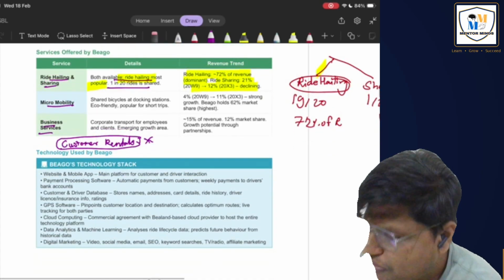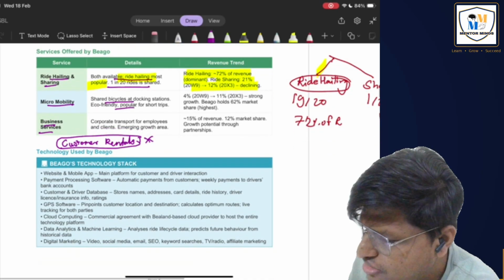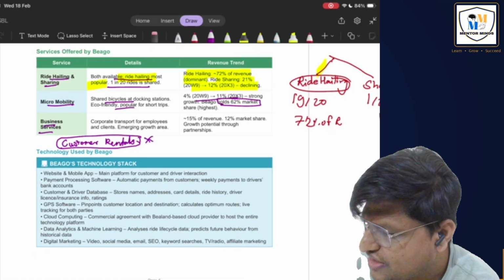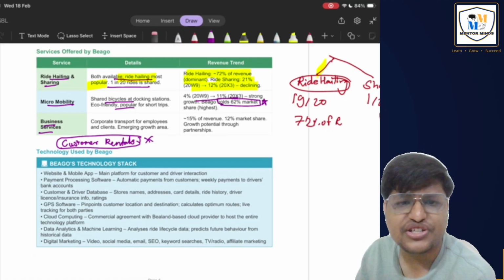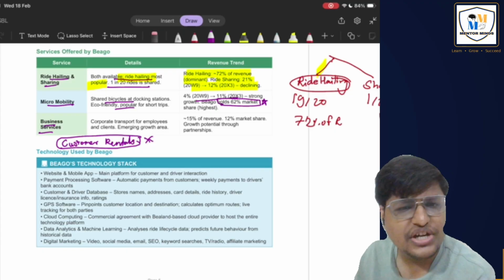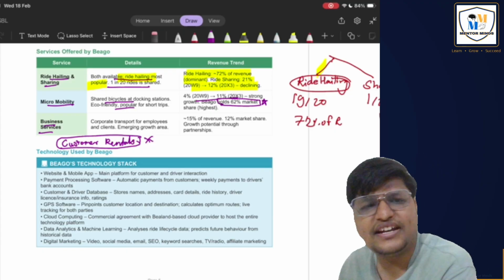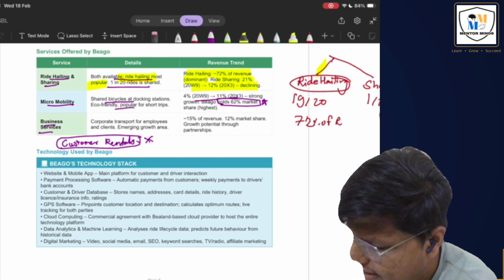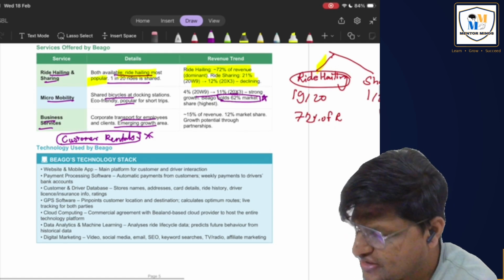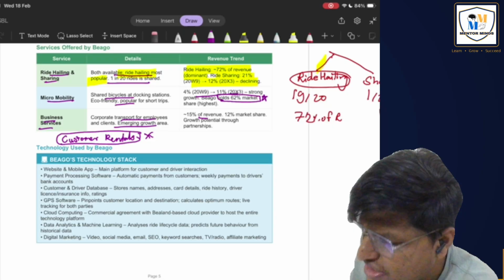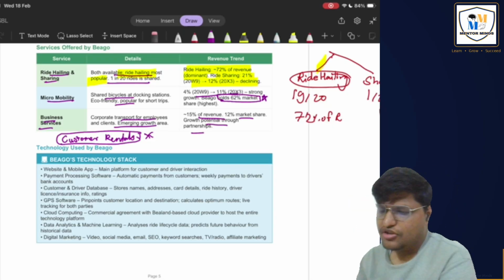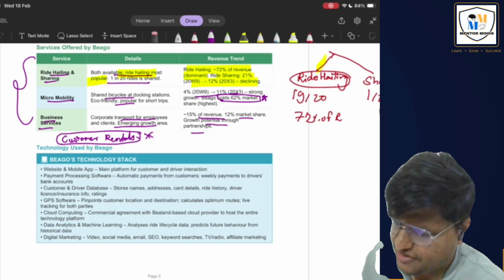Next is micromobility. We have shared bicycles. The share is increasing and we hold 62%. We are the highest market share here, right? So we need to understand how we can retain this market share and increase our benefits. And then the third is corporate transport for business and clients. It is 15% of revenue, 12% market share. So these are the services provided.